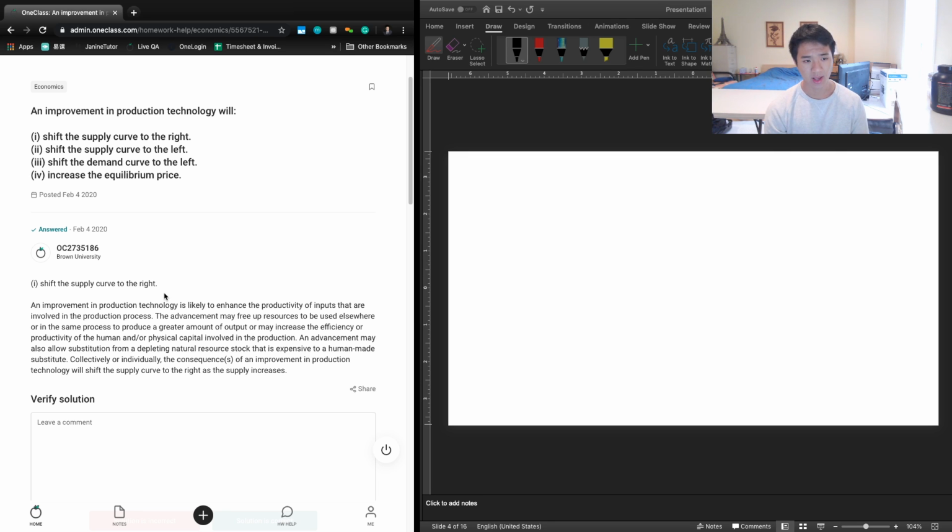And so that is a direct impact of production technology. And we know it's not going to affect the demand curve because production technology is on the supply side. And so that might be the answer. And for an increased equilibrium price, we know that if the supply curve shifts to the right on a supply and demand curve, we can quickly draw this out. Oops, I think this turned off maybe.